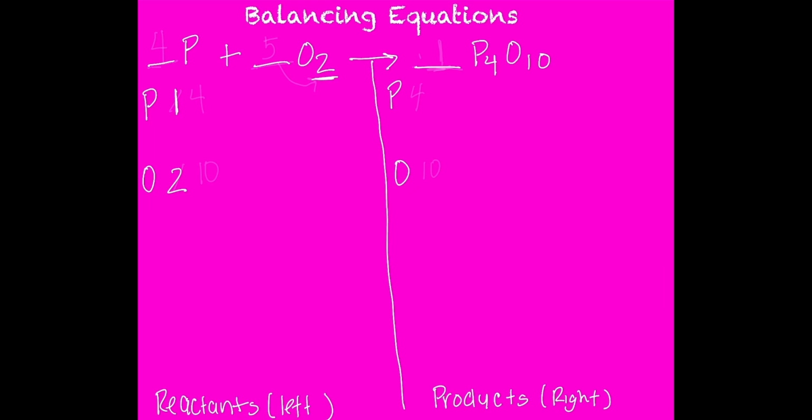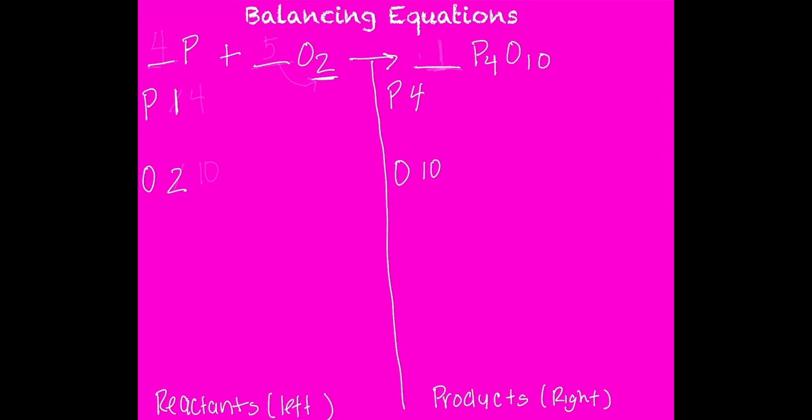All right, now we go over to the product side. I see that I have 4 phosphorus and 10 oxygens present on the product side. When I look from my reactants to my product side, I see that my elements do not match, which means that I have an unbalanced equation. So now I have to balance it.